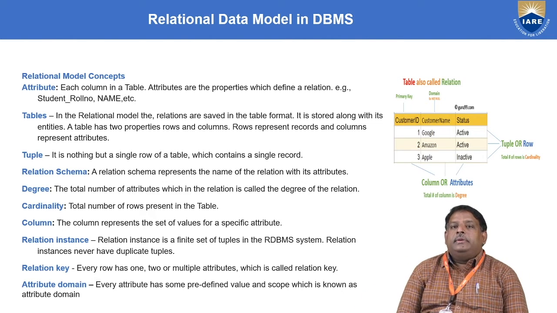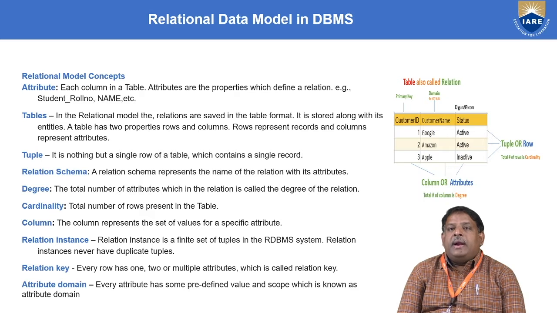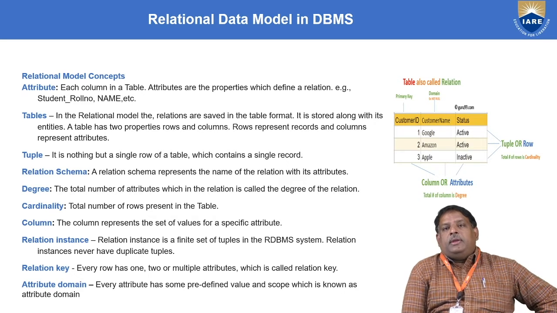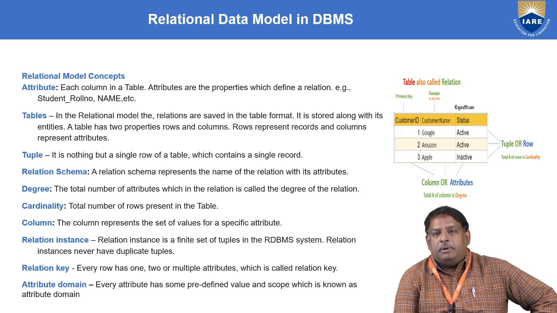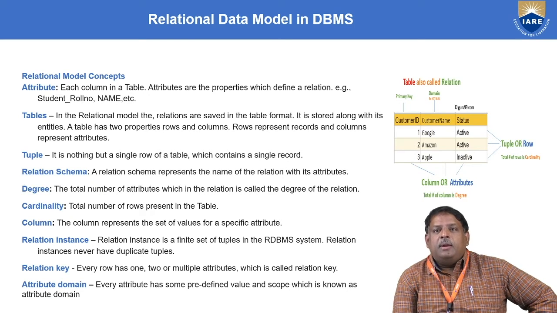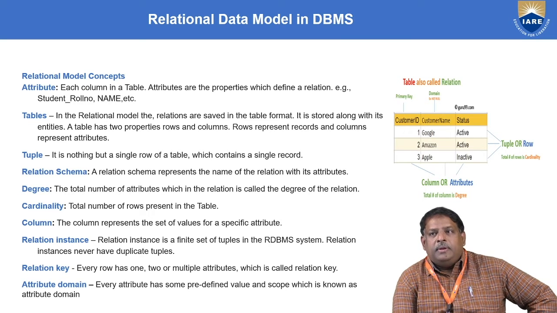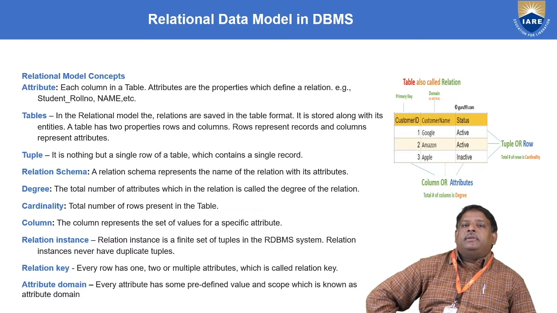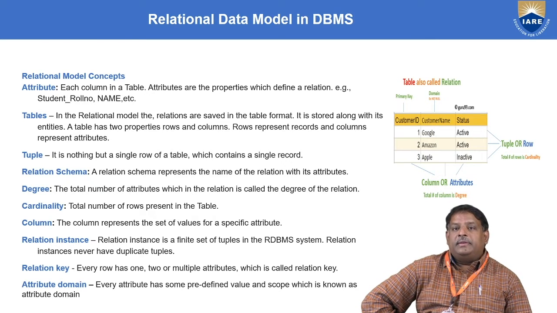Next, cardinality. Cardinality is nothing but the total number of rows present in the table. In this case, there are 3 records, so my cardinality would be 3. Column is nothing but an attribute. A column represents the set of values for a specific attribute. Column and attribute are similar. Next, relational instance.